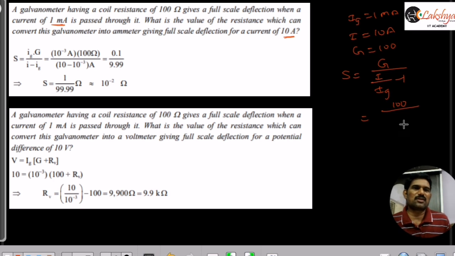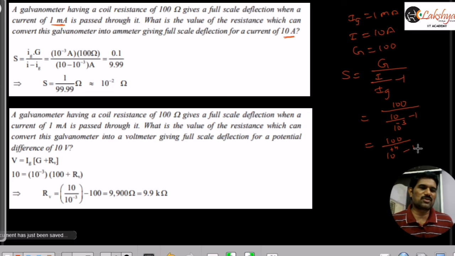So this value is 100 by (10 / 10 power minus 3, that is 1 milli) minus 1. You can write this as 100 by (10 power plus 4 minus 1). Sometimes they may treat this 1 as negligible; the further simplification depends on the options. Now, compared to 10 power plus 4, this 1 is negligible.